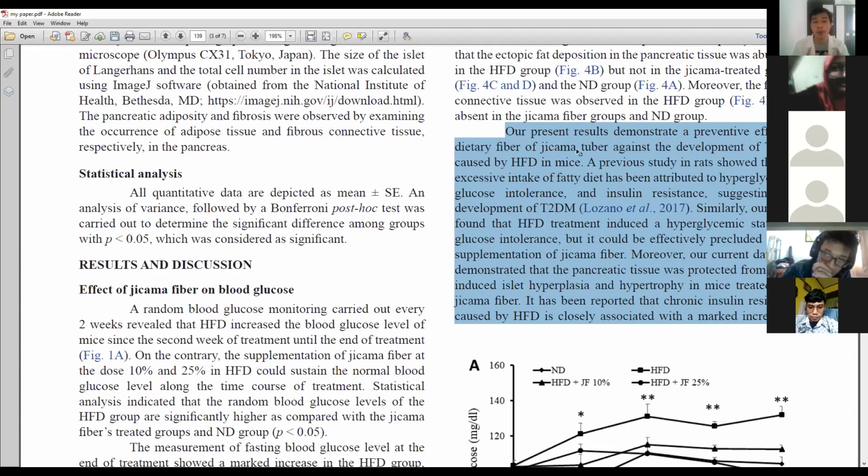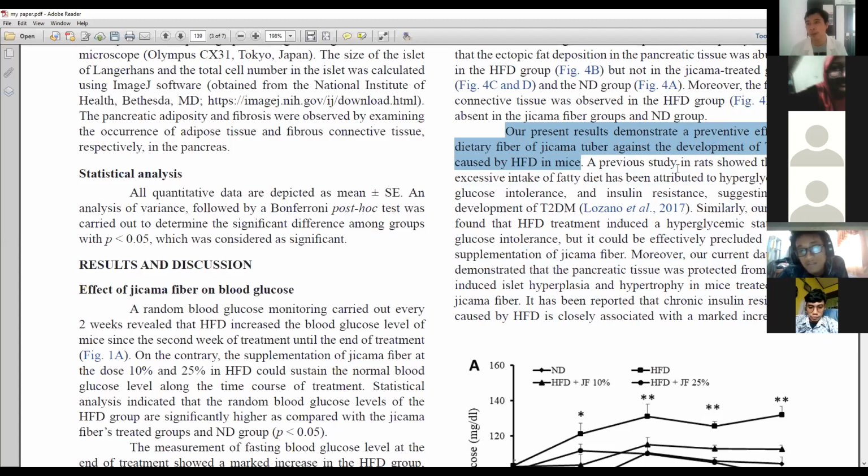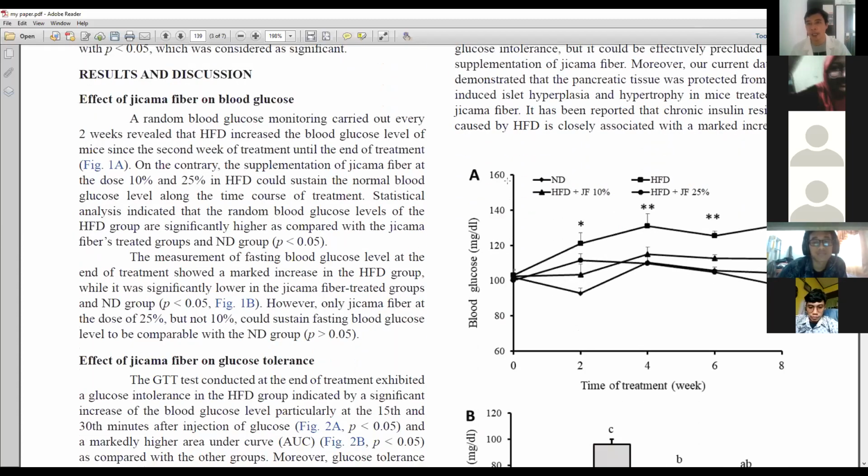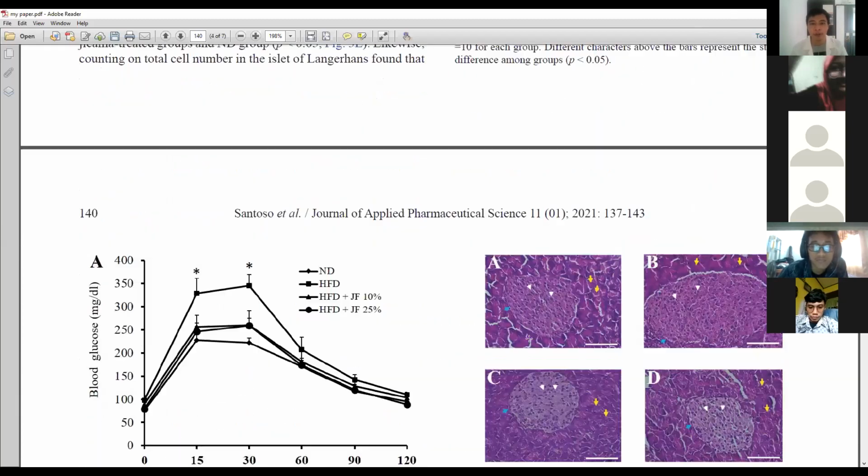So what should you put in the very first sentence of your discussion? Please notice and focus on this one. Later you may read my article, where in this case, it says, our present results demonstrate the preventive effect of dietary fiber as recommendable against the development of type 2 diabetes caused by a high-fat diet in mice. And then you will compare with the references, and discuss anything about your findings here.